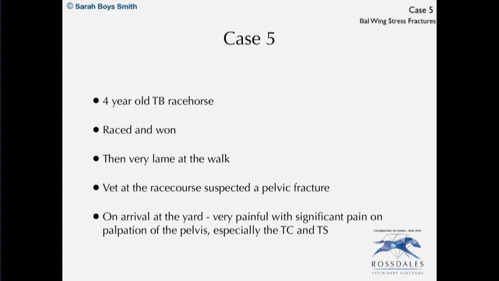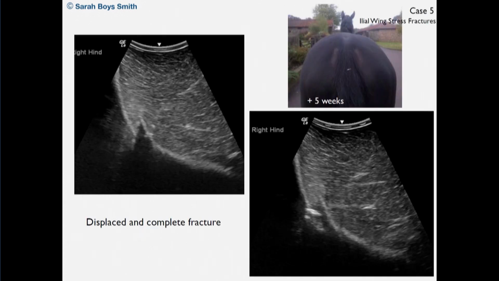And case 5, this was a 4-year-old. It raced, very lame afterwards, suspected pelvic fracture, and then this didn't need a bone scan. We can get a much more obvious fracture configuration, obvious displacement, and this was complete across that whole entire ilial wing.